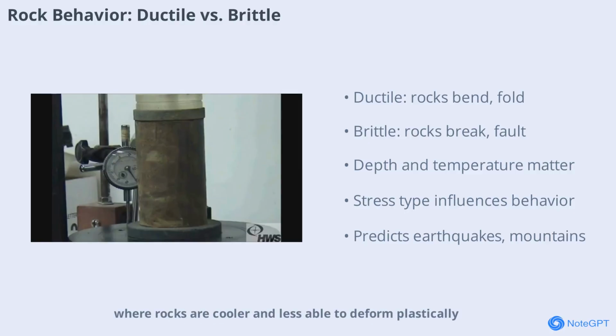The transition between these behaviors depends on several factors, including the type and amount of stress, temperature, rock composition, duration of stress, and depth. Recognizing these differences helps geologists predict where folds or faults are likely to form, and why certain regions are more prone to earthquakes or mountain building.